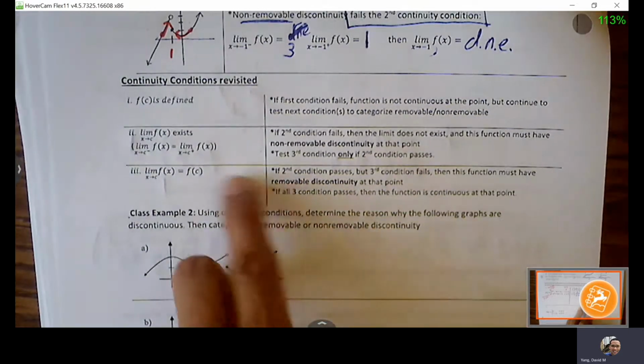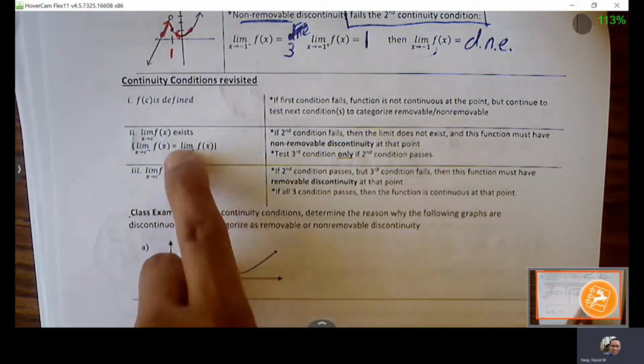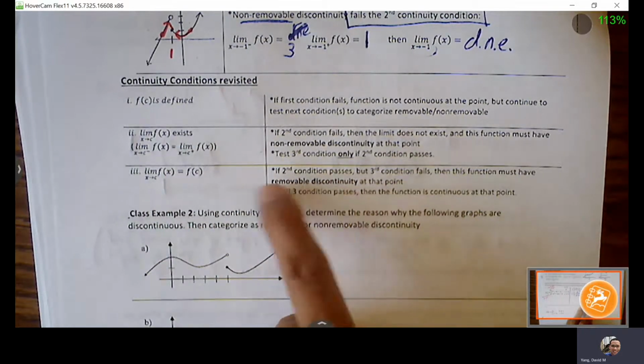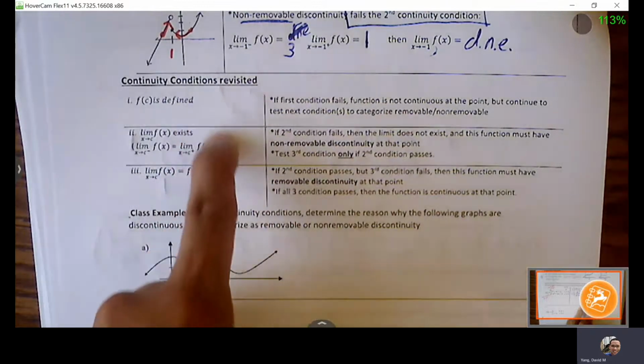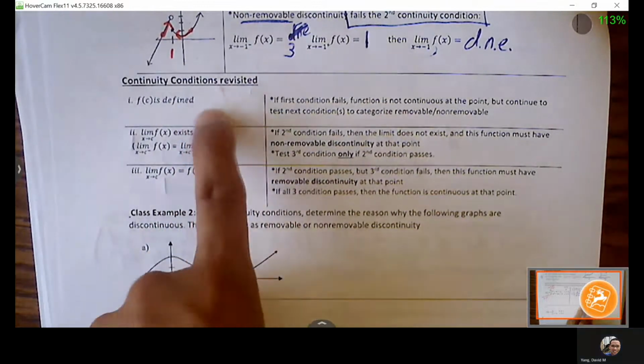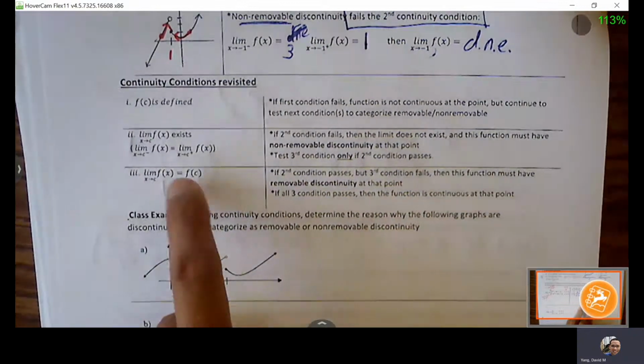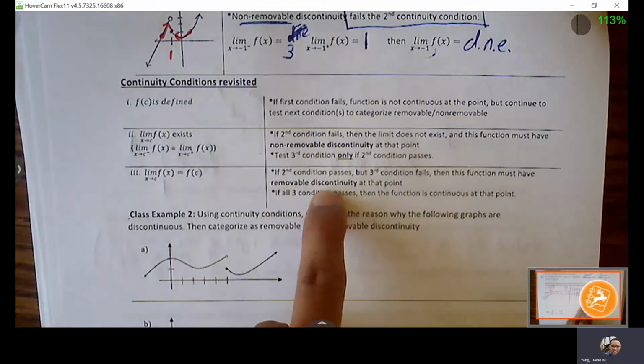So moving on to the third condition. Again, we only look at this third one if the limit exists. But if the limit exists, then we look at the third condition. The third condition is simply comparing the results of the first two. If they are in agreement, then great, it's going to be a continuous function. If they're not in agreement, we know there must be a hole in the graph. We must be dealing with a removable discontinuity at that point.